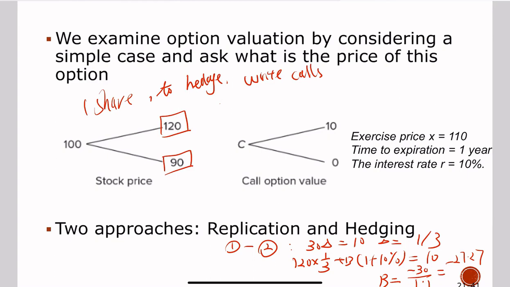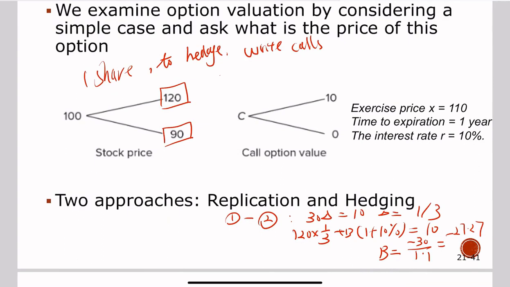So let's say you want to hedge by writing some calls. But the problem is, how many calls should you write? You really don't know how many calls. So let's assume you will write X calls. Of course, you want to solve for this X.